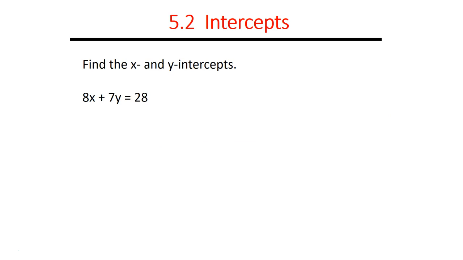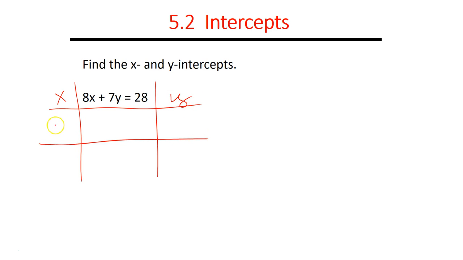All right, and then one more time, we're going to do an input-output table, finding the x and the y intercepts. So we'll start with a y-intercept where x is 0. So we're going to show 8 times 0 plus 7y equals 28. Well, 8 times 0 is nothing. And now I'm going to divide by 7. 28 divided by 7 is 4. So I have a 0 and 4 for my y-intercept.